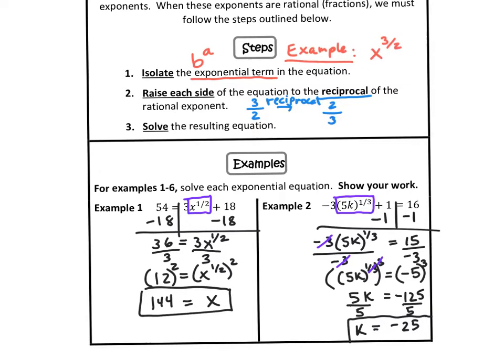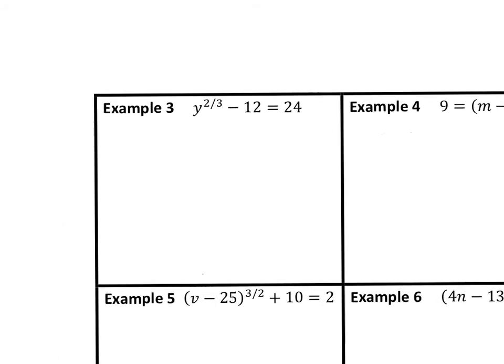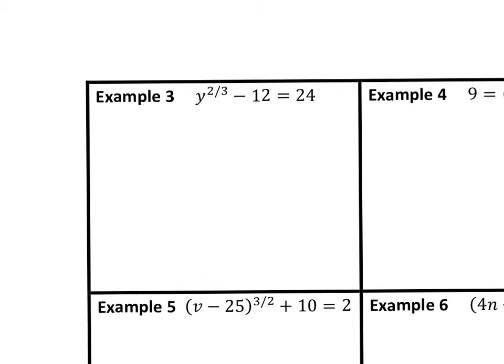All right, let's go to example number 3. Now I'm going to zoom in so I can have a little bit of extra space, and you can see it kind of large on your screens. Okay, so step 1, isolate the variable. I'm going to add 12 on both sides.